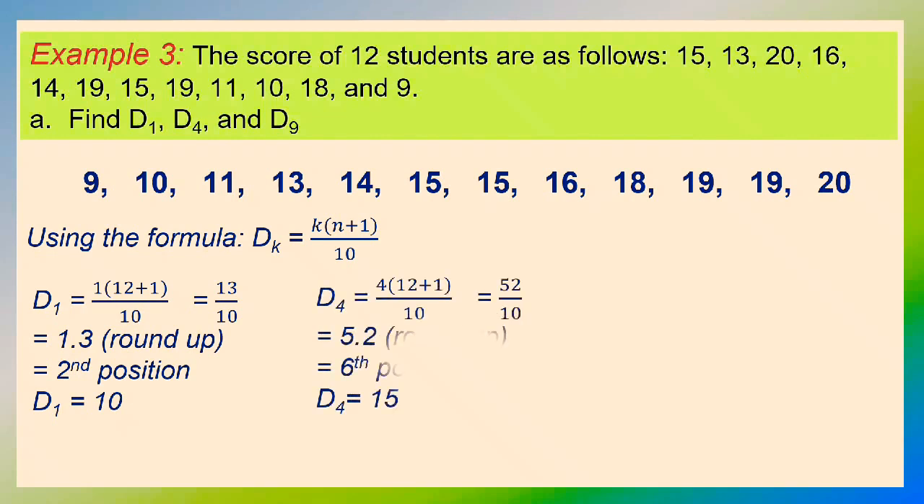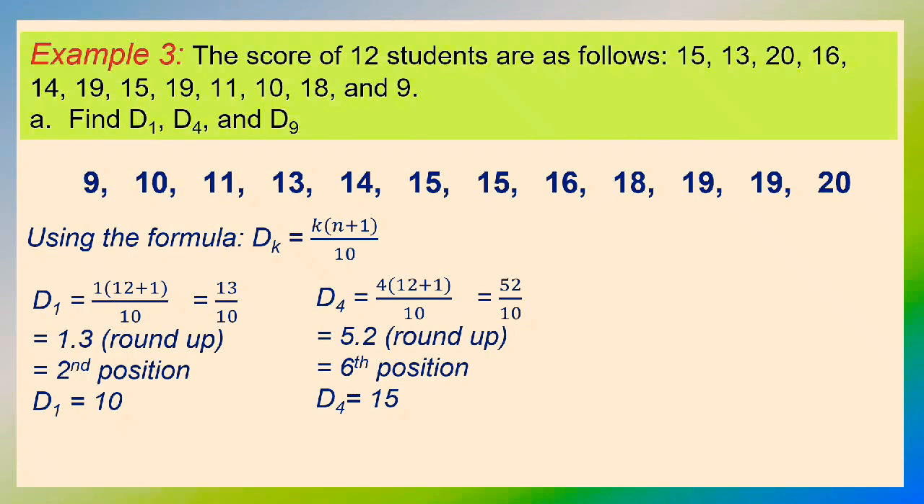Next is the fourth decile. K will be replaced by 4, and upon simplifying this expression, that's equal to 52 all over 10. Getting the quotient of 52 over 10, class, that's equal to 5.2. Okay, so it has a decimal value.